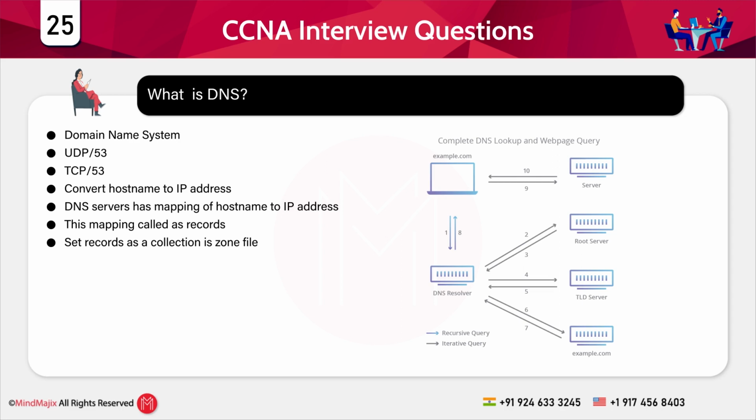So this zone file has mostly A records, and we have reverse also, like IP address to host name, that is a pointer record. But A record is the common one, and AAAA record is for IPv6. So a public DNS server like 8.8.8.8 is a Google DNS server. Likewise, we can have different corporate DNS servers as well.